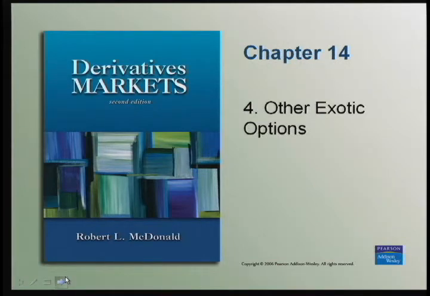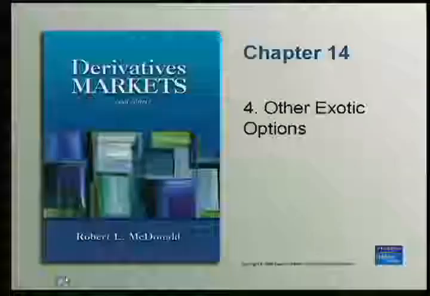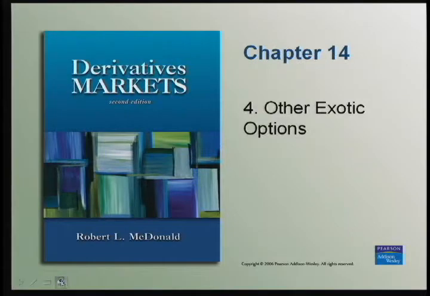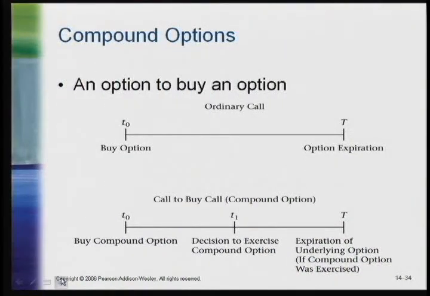The final module in Chapter 14 has some examples of other exotic options. A compound option is an option on an option. So rather than have an option to buy or sell a share, you could have an option to buy or sell an option on S. You can imagine the different combinations that one can have.